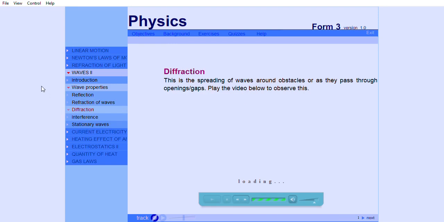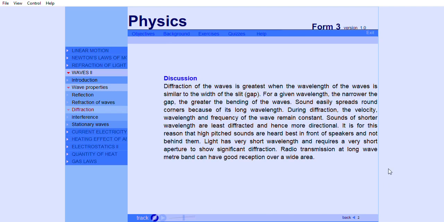Diffraction. This is the spreading of waves around obstacles or as they pass through openings or gaps. Play the video below to observe this. Discussion. Diffraction of the waves is greatest when the wavelength of the waves is similar to the width of the slit or gap. For a given wavelength, the narrower the gap, the greater the bending of the waves.